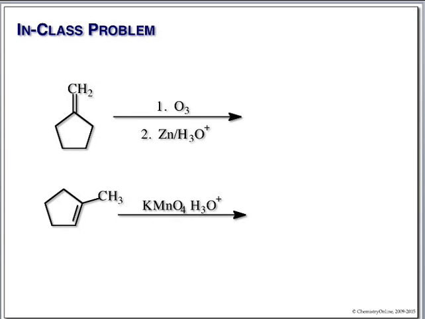Here we have two examples. One is ozonolysis, the other is permanganate and acid. We look at these and we remember and we say to ourselves, ozone, dissolving metal, I'm going to split, make aldehydes and ketones. Right? That's what we say to ourselves. I'm going to split my double bond right there. This is going to be formaldehyde. This is going to be a ketone.